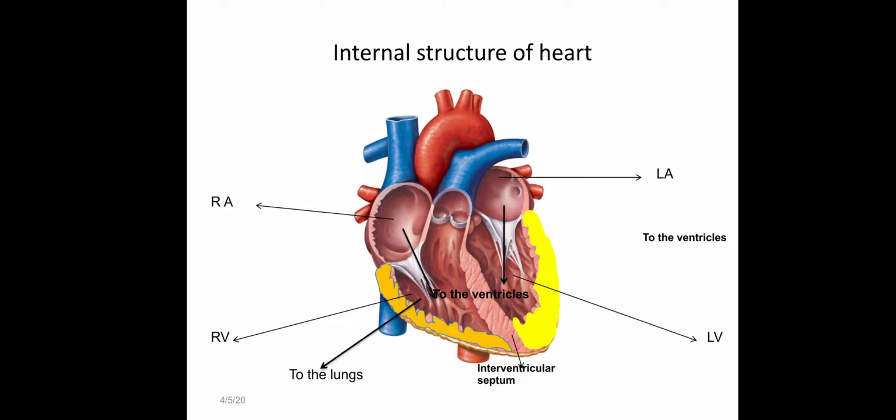This is because the right ventricle needs to pump the blood only to the lungs, but the left ventricle has to pump the blood to the body. The blood from the left ventricle has to reach each and every part of the body, that means from head to toe. So they are the thickest.